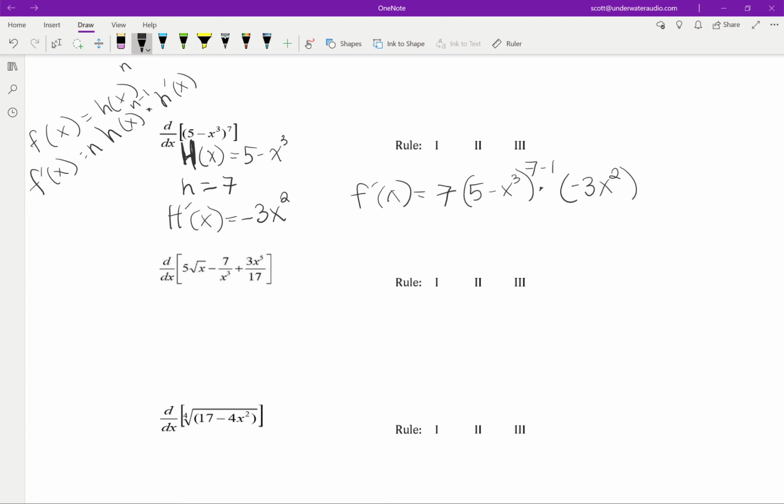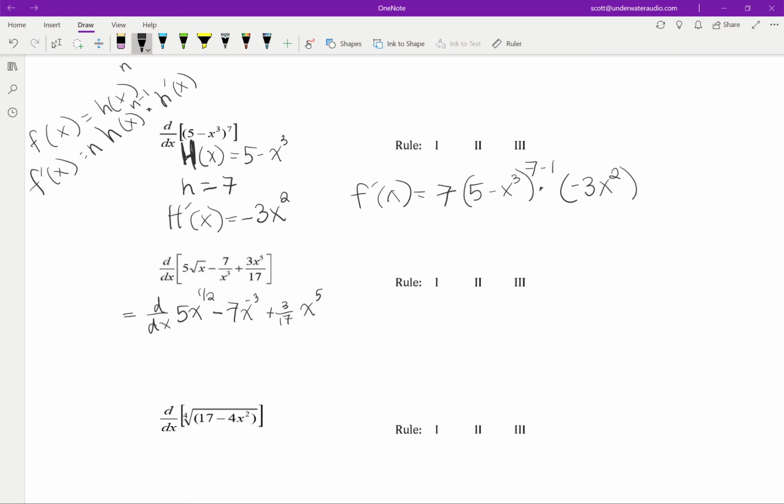So I'm going to rewrite this so that everything is x to a power. So this is just algebra. I want the derivative of 5 times x to the 1/2. That's how I rewrite a square root. And then I want to get the x cubed into the top, and I do that by doing a negative x to the negative 3 power. And then this last one is actually already in great shape. It's 3/17 x to the 5th.